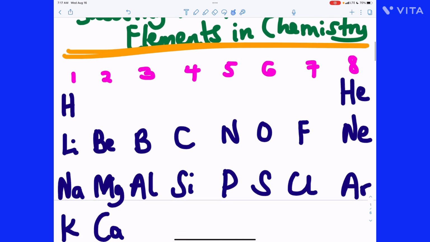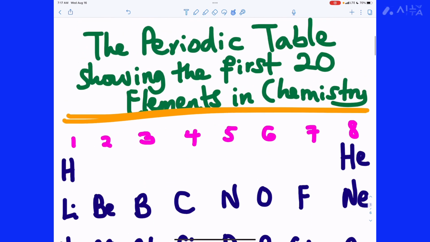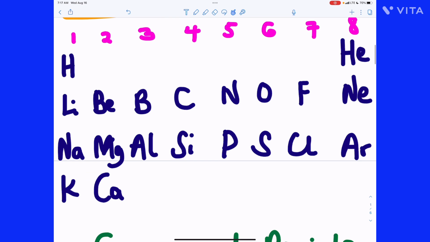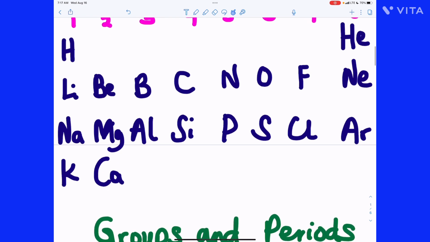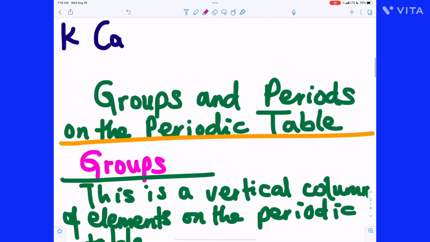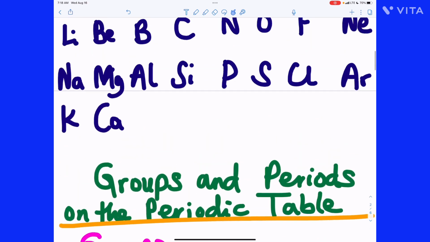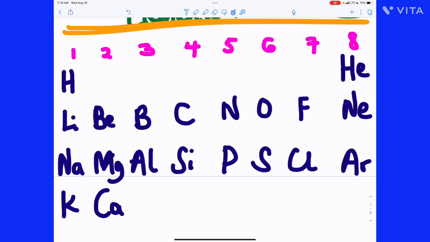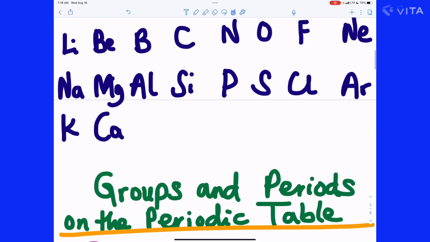So, these are the first 20 elements on the periodic table. Hydrogen, helium, lithium, beryllium. As you can see, hydrogen, helium, lithium, beryllium, boron, carbon, nitrogen, till you get to calcium, each one placed in its group. So, let's now see how we arrived at these groups.